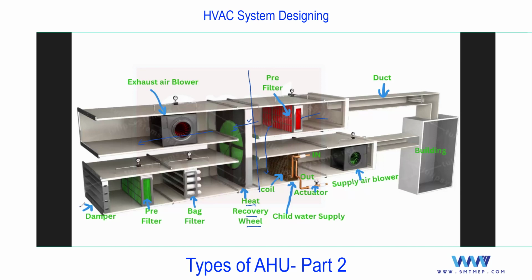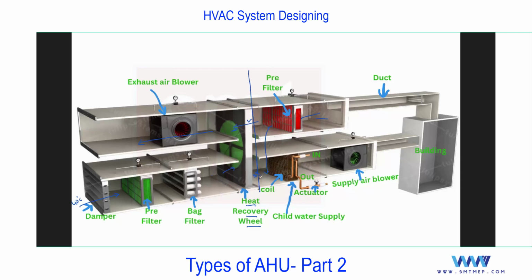Now on the other side, we are taking the fresh air. Suppose fresh air temperature is 40 degrees centigrade, and it will pass through the filter, and before supplying to the cooling coil, it will pass through this wheel. So you see, this wheel has already extracted that cooling energy, which is going to be supplied to the fresh air. So after passing this, suppose the fresh air temperature is say 35 degrees centigrade.